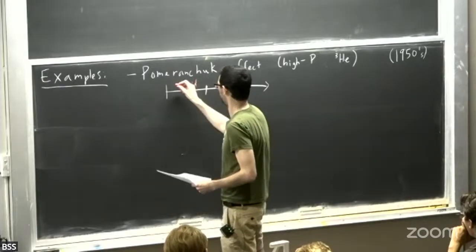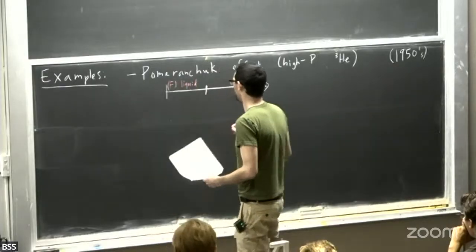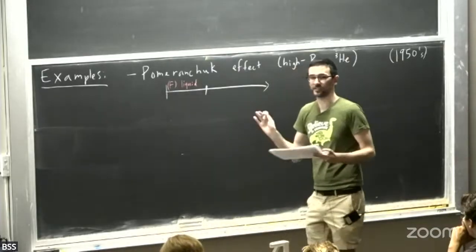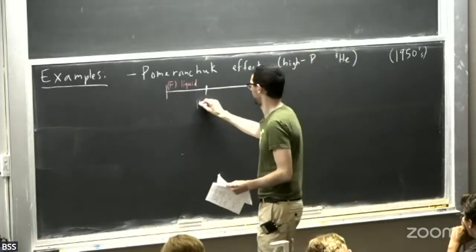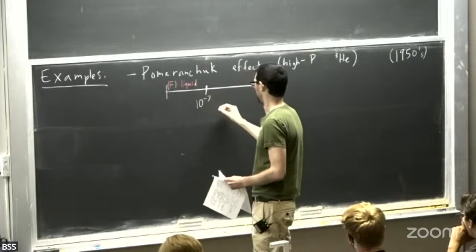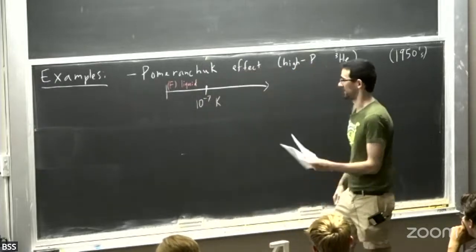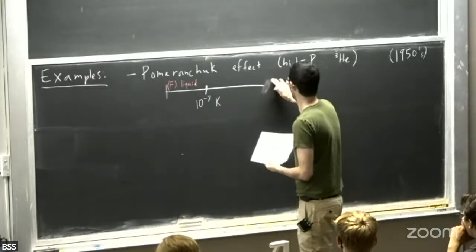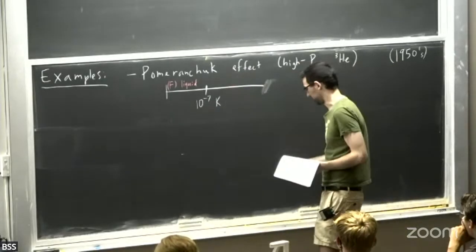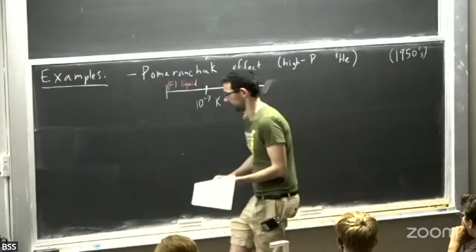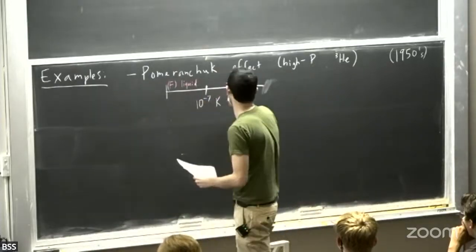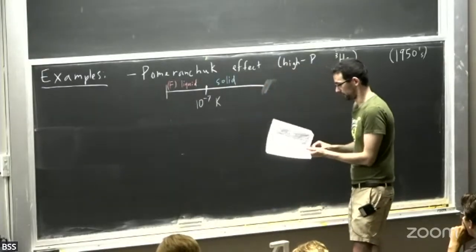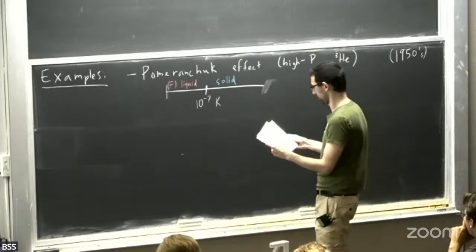Just think of helium-3, it's a Fermi liquid. Then, at some ridiculous pressure, at some very tiny temperature, I think in our paper we say it's 10 to the minus 7, but someone else grabbed that number. So at this temperature, liquid helium freezes into a solid. So we're spontaneously breaking the translation symmetry.